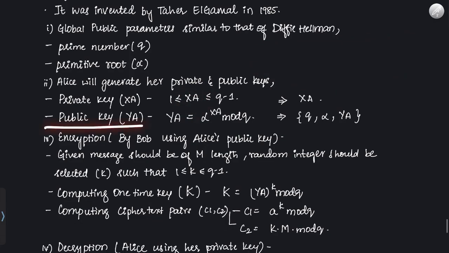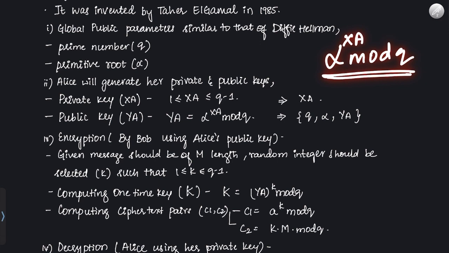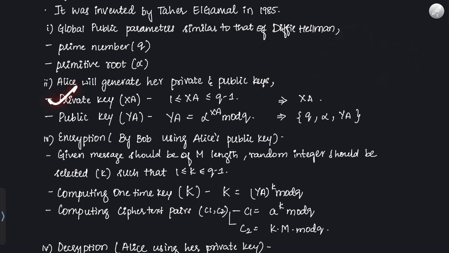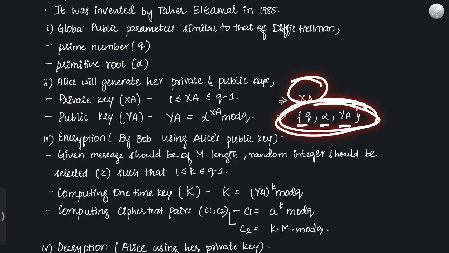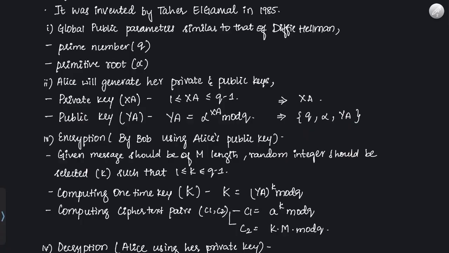Then coming to public key calculation, we have seen ya is equal to alpha to the power xa mod q. This is the same for Diffie-Hellman also, right? Once we have calculated the public key and private key, the private key will be xa and the public key will be q, alpha and ya. I've written it down in this format. Okay, it's not new. Here these two are the keys for Alice.